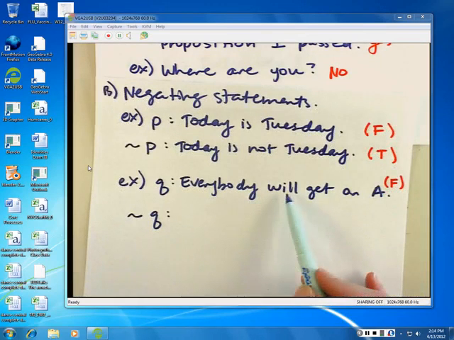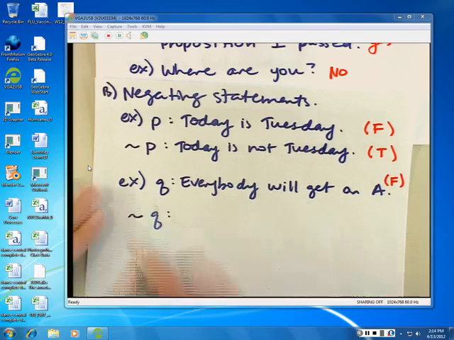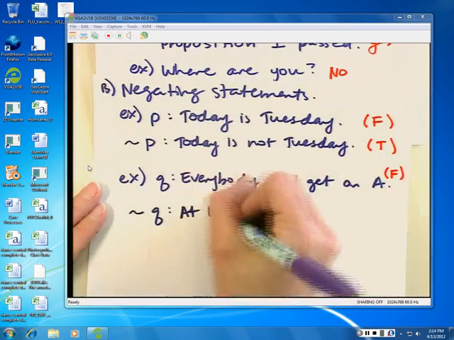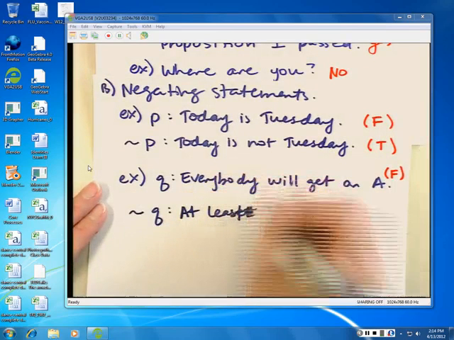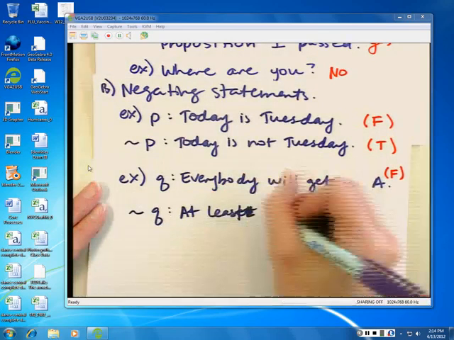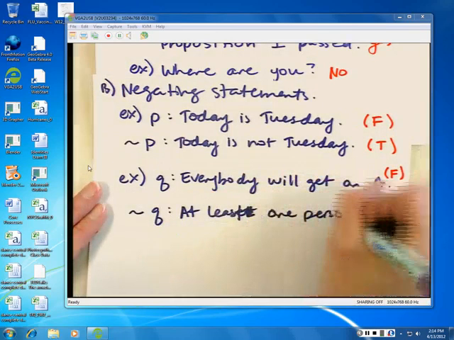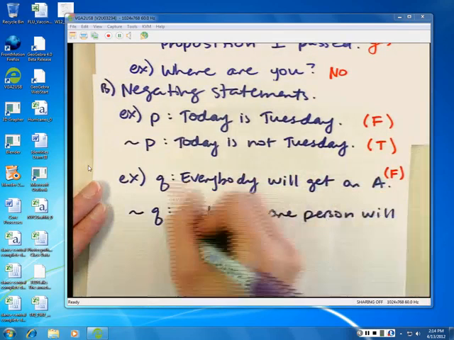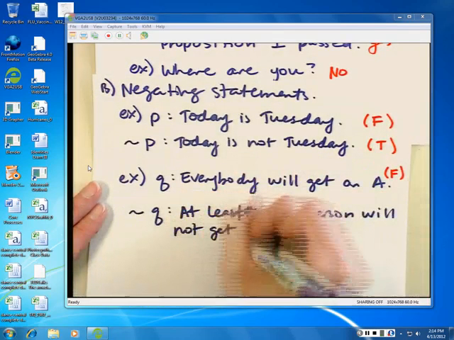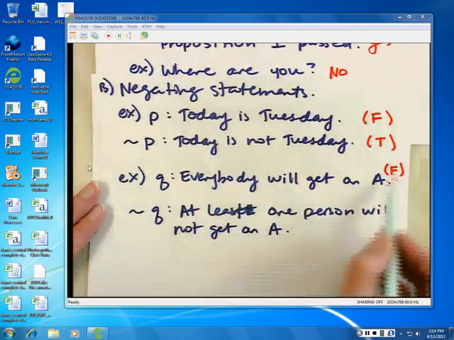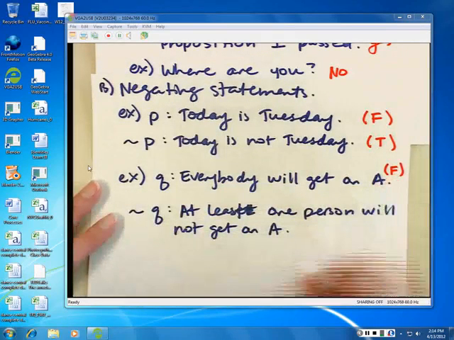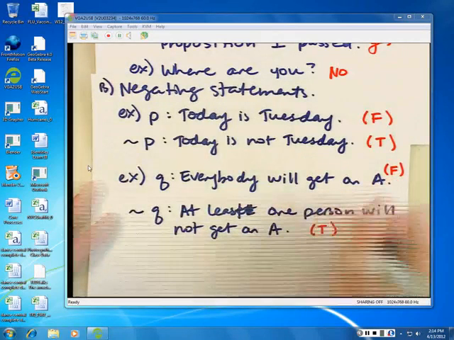And to make this false, which is more realistic for this one, I just need to have somebody who doesn't get an A. So I'm going to change everybody to at least one person will not get an A. Okay, so if this is false, at least one person will not get an A. That does make it true.